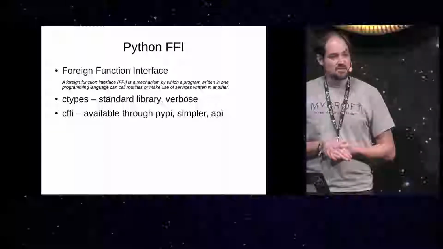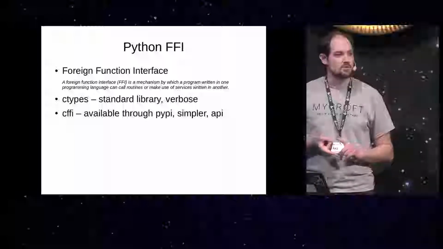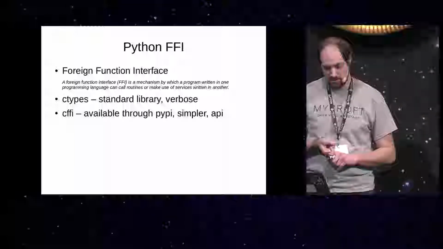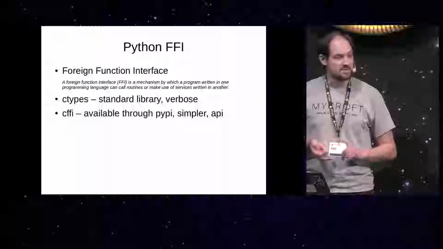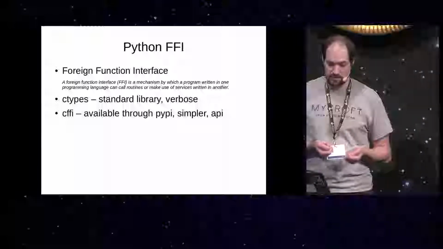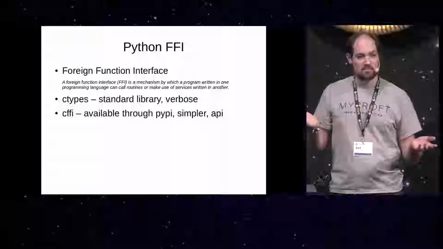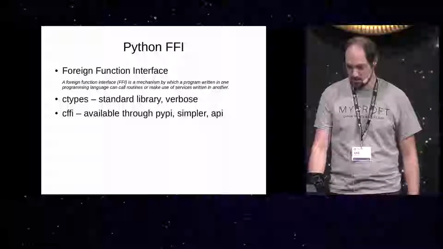So ctypes, it's included in the Python standard library. It's sort of verbose. And CFFI is a bit more modern. It comes from PyPy. It's simpler, and it has something called an API mode, which we'll hopefully go into later.